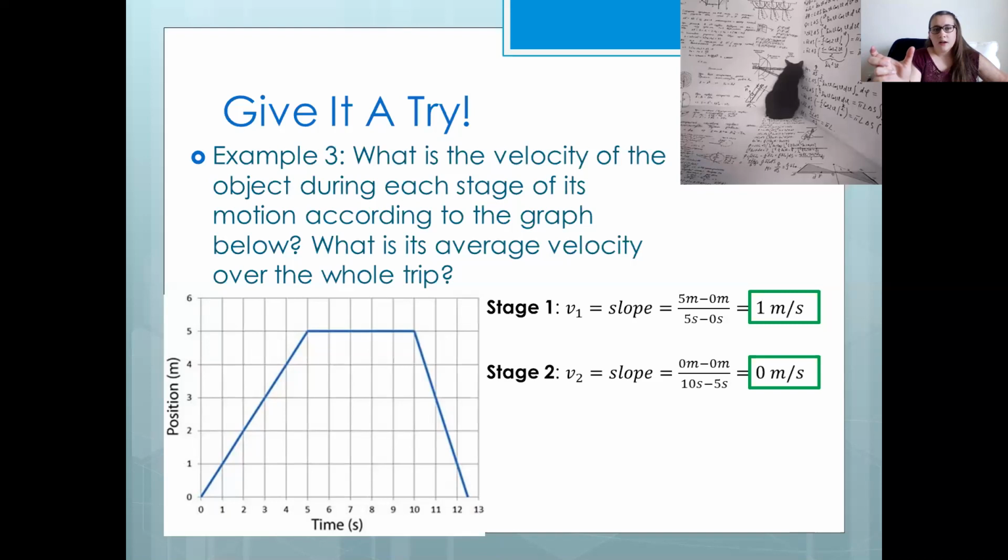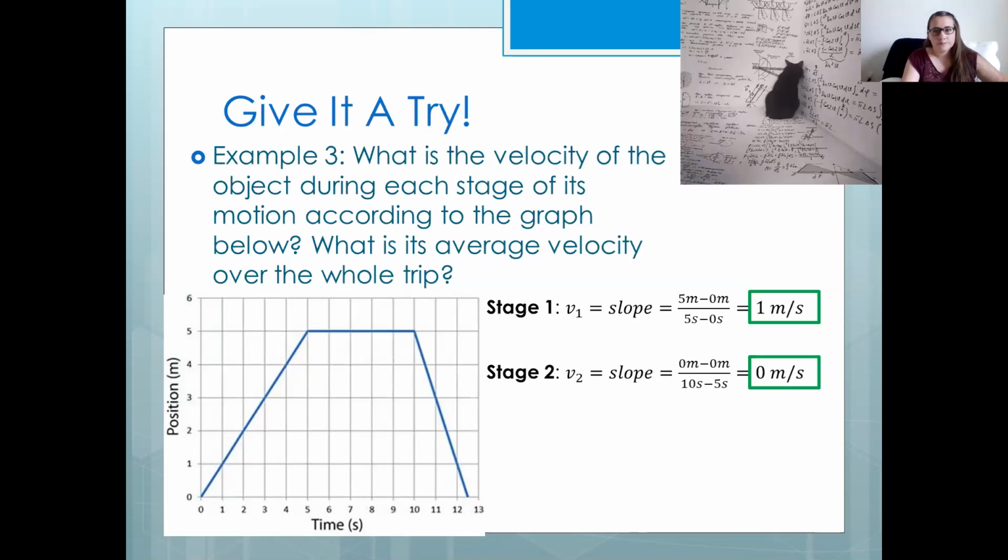Stage 2, its position is not changing as time goes on. Whenever you see a flat part of the curve, well, we call it a curve, even though it looks like a plateau, that means its position is not changing over time. So that means it's standing still for that time interval. The slope of a flat line like that is 0. It's not changing its position, even though 5 seconds have passed.